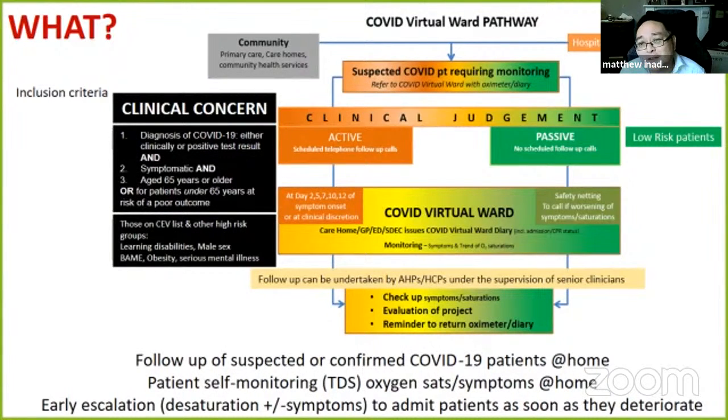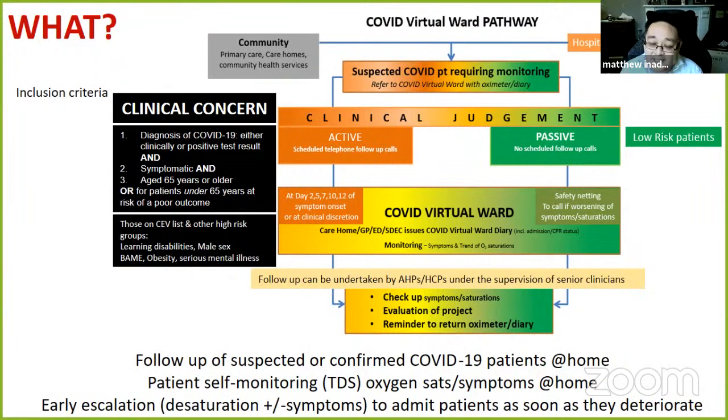So, after that confusing diatribe, here are our inclusion criteria for the COVID oximetry at home or virtual ward pathway. We have our suspected patients in the community with a diagnosis of COVID, and then we have to reflect on who might be suitable for this COVID oximetry at home management. The number one criterion that's coming out is clinical concern of a GP or a clinician.